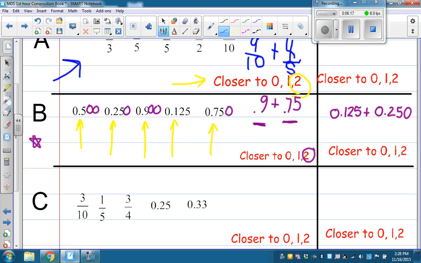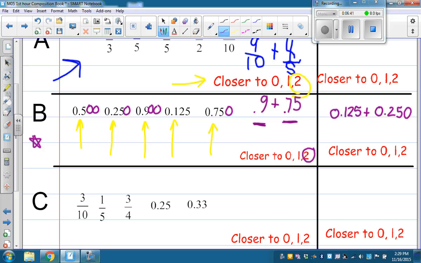Without writing it down, remember these are estimating. So in your head, think about it, 125 and 250. What do you get? Are you more than 500 or less than 500? Less than 500. Right, less than 500.